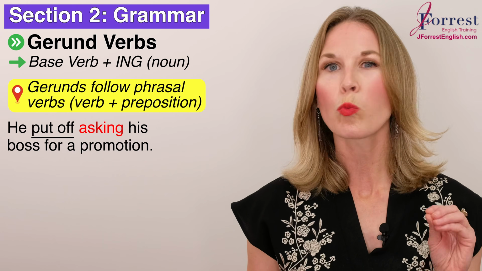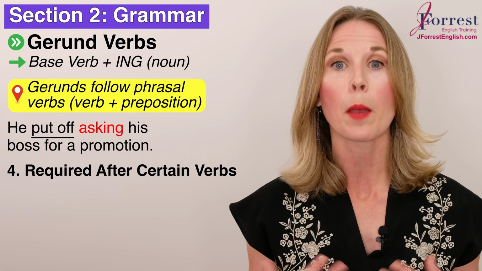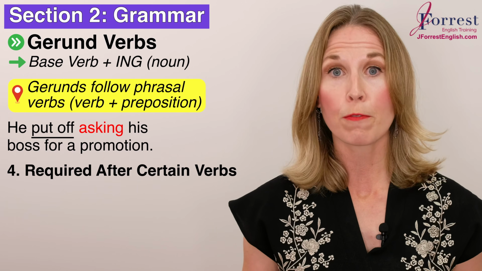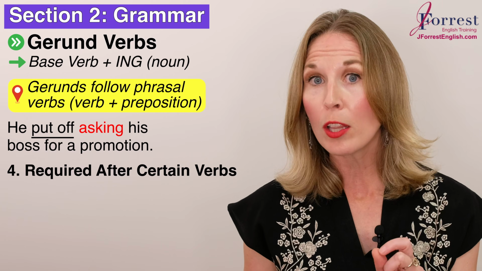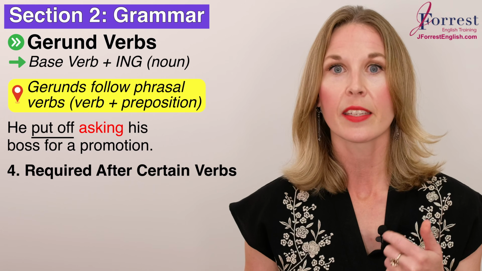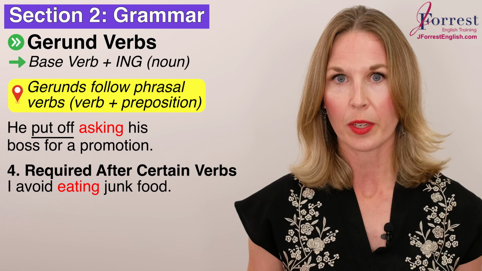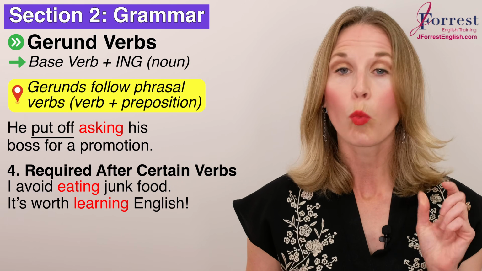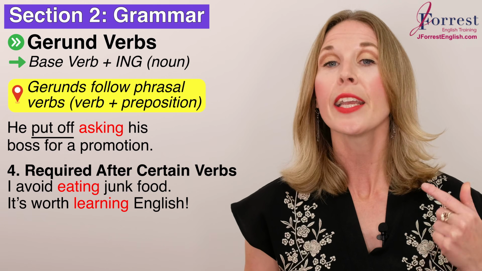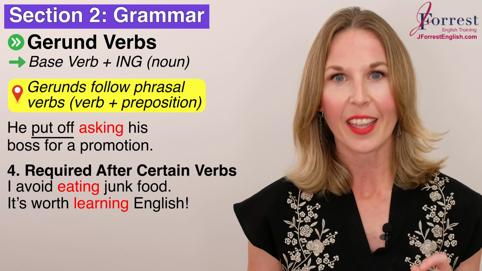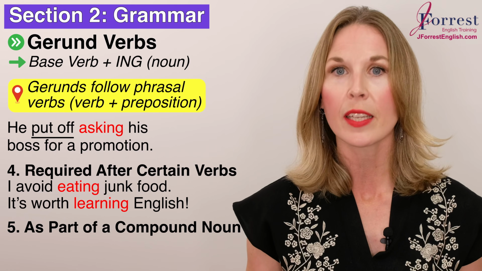Gerund verbs are also required after certain verbs, and this simply requires memorization. For example, the verb avoid is a gerund verb. The verb that follows avoid is in the gerund. I avoid eating junk food. It's worth. Worth is a gerund verb. The verb that follows is a gerund. It's worth learning English. And gerunds are also used as part of a compound noun.